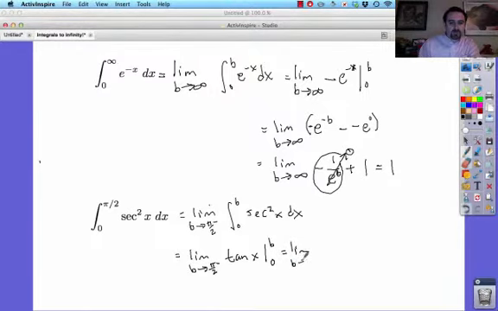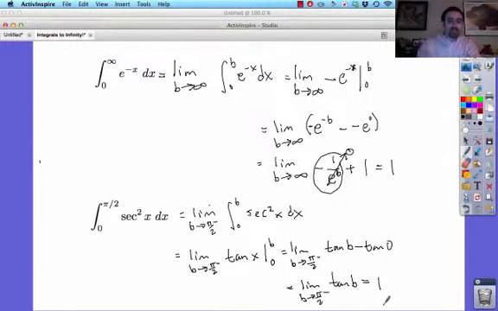The limit as b goes to pi over 2 from the left is going to be tangent of b minus tangent of 0. As b goes to pi over 2 from the left, tangent of b is just tangent of b. Tangent of 0 is 0, so we're just looking at what happens to tangent as we go to pi over 2 from the left. This goes to 1. Because tangent of pi over 2 is 1, it's continuous at pi over 2, so we end up with a value of 1. All right?